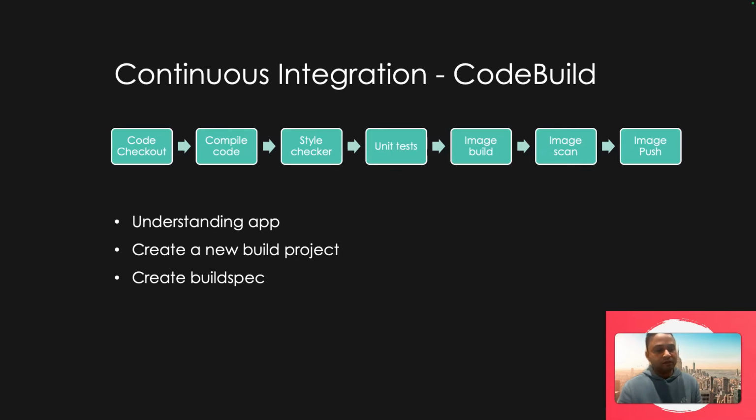As part of different stages in continuous integration, at every place it could be different, but for our project we'll do a code checkout. We won't do a compile or style checker or unit test because it's Python code, so we don't need to compile it. But you can obviously add some unit tests if you wanted to. We have a very basic hello world application, so we don't need it.